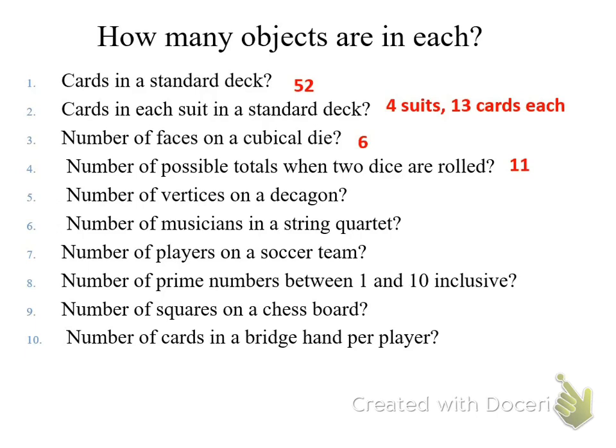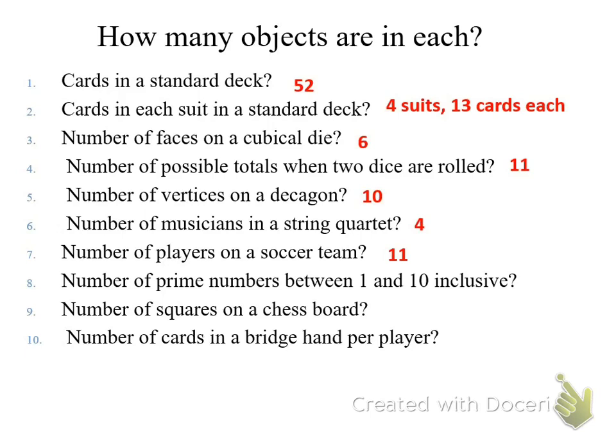It should be 10. And so the number of musicians in a string quartet would be 4. And then the number of players on a soccer team is 11. And then the number of prime numbers between 1 and 10 inclusive.